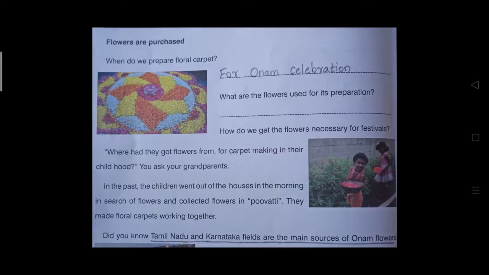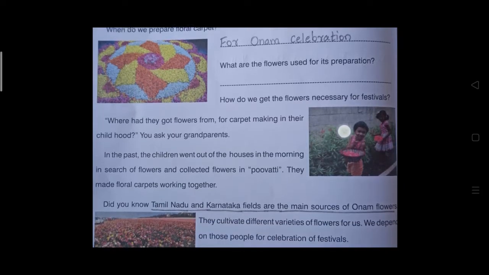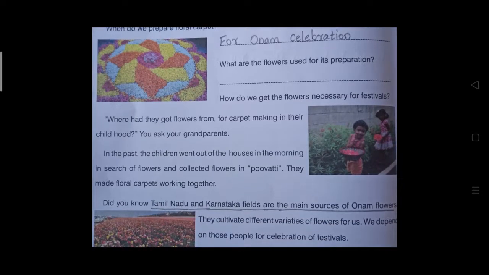Next question: what are the flowers used for its preparation? You can write the name of the flower which we commonly use for floral carpet. You write it yourself. How do we get the flowers necessary for festivals? For festivals we need flowers. So, how do we get them? From where are we getting them?